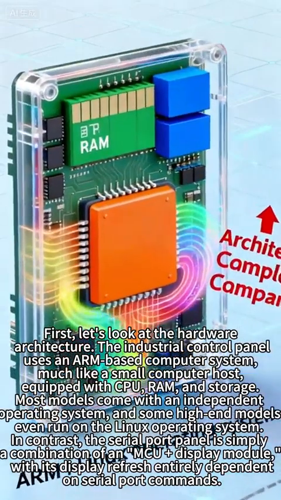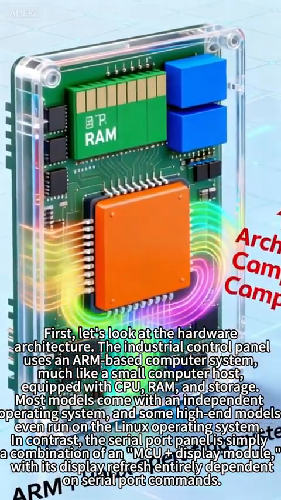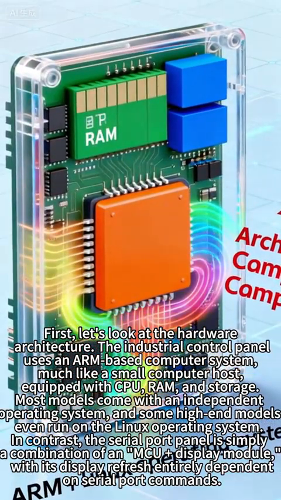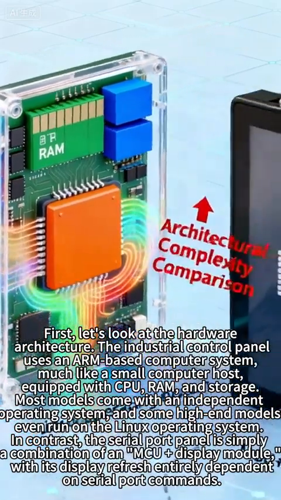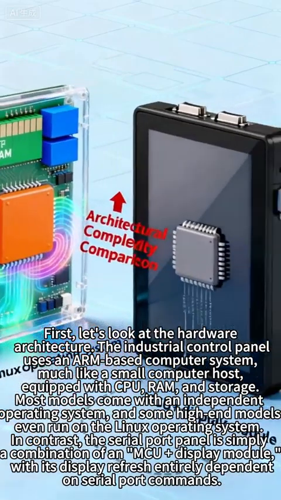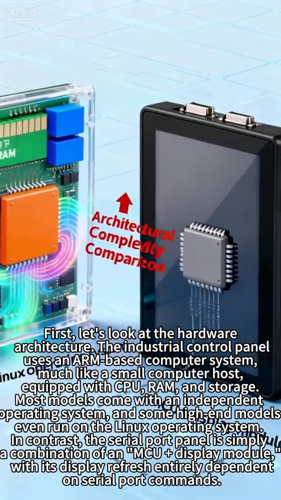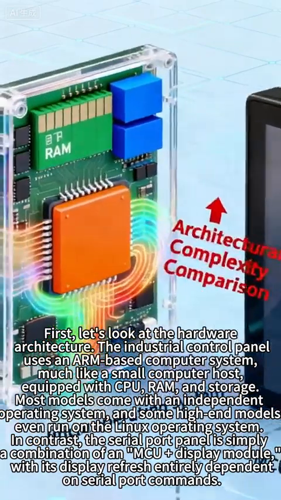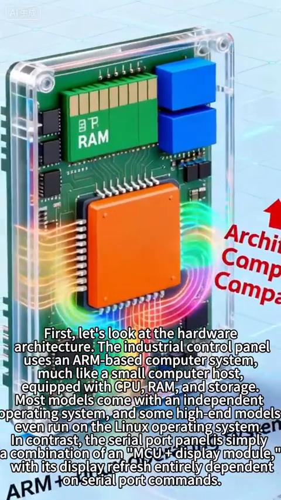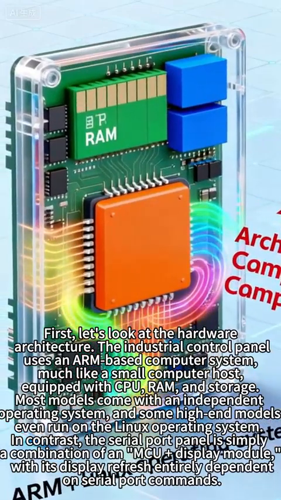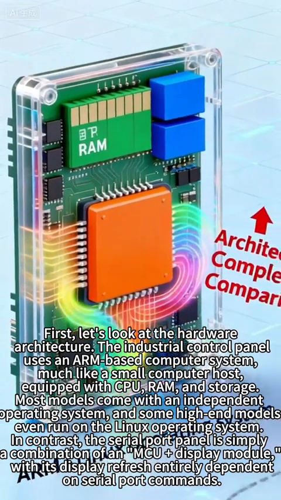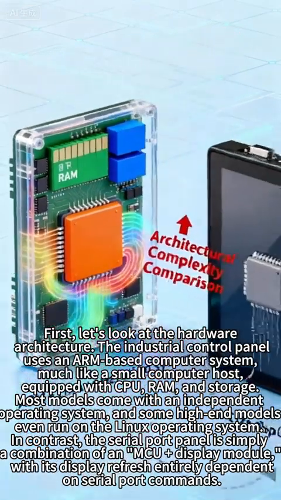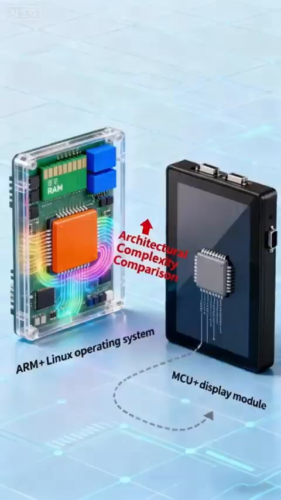The industrial control panel uses an ARM-based computer system, much like a small computer host, equipped with CPU, RAM, and storage. Most models come with an independent operating system, and some high-end models even run on the Linux operating system. In contrast, the serial port panel is simply a combination of an MCU plus display module, with its display refresh entirely dependent on serial port commands.